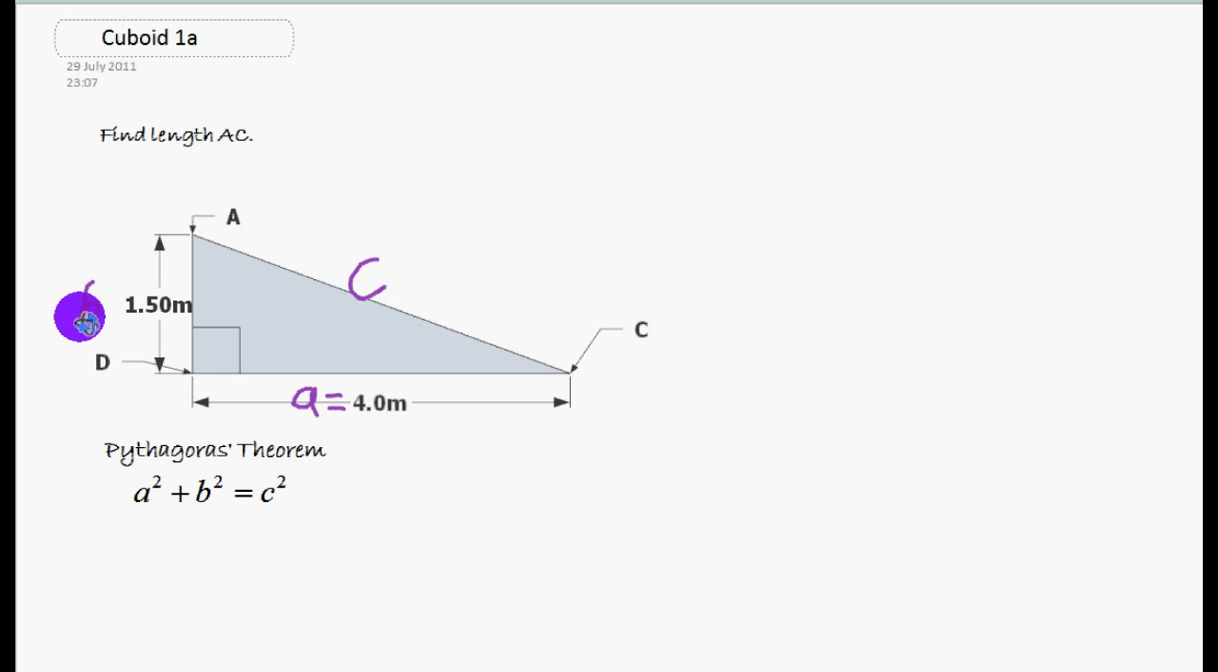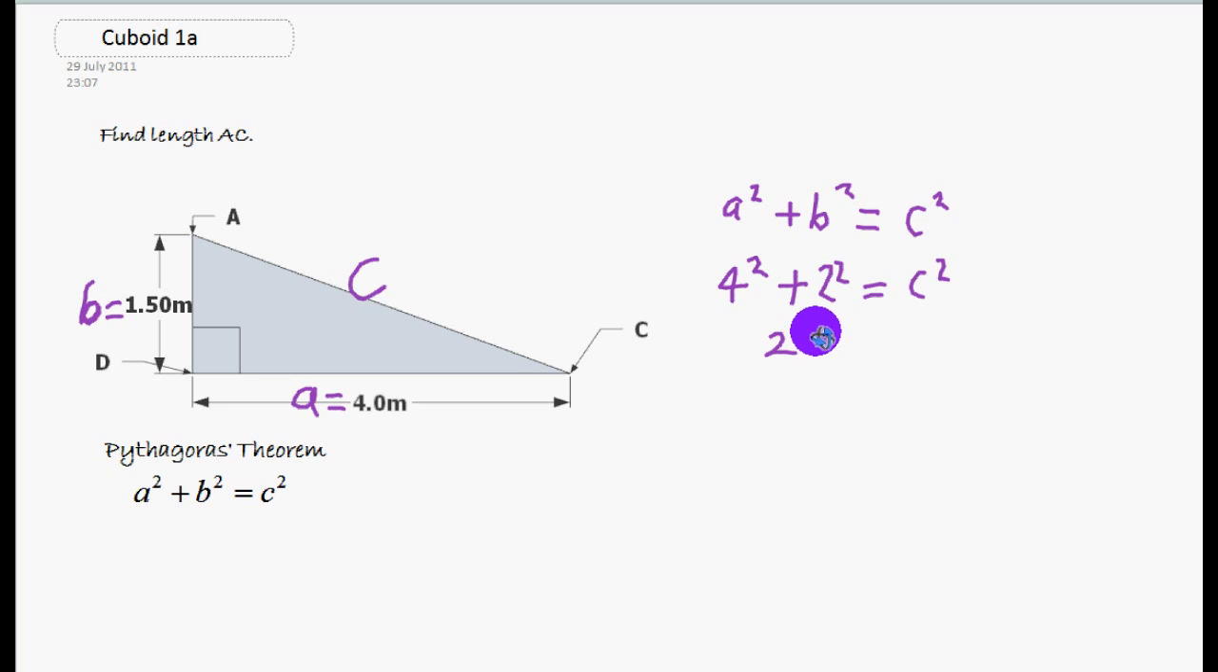It doesn't matter what you call the other two sides, and we'll call this side B. In the formula, a squared plus b squared equals c squared, it's always a good idea to write out your formulas. It helps you learn them each time you use them. We're going to get 4 squared plus 2 squared equals c squared. 4 squared is 4 times 4, which is 16. 2 squared is 2 times 2, which is 4. So 4 plus 16 will give us 20 for c squared.